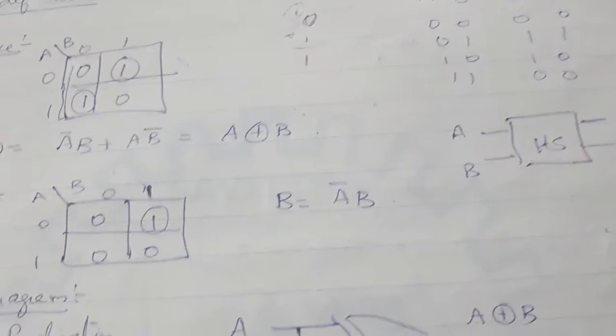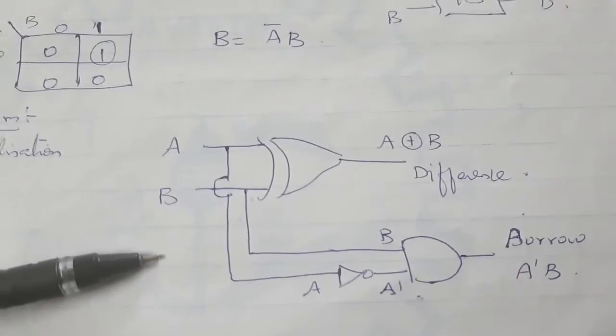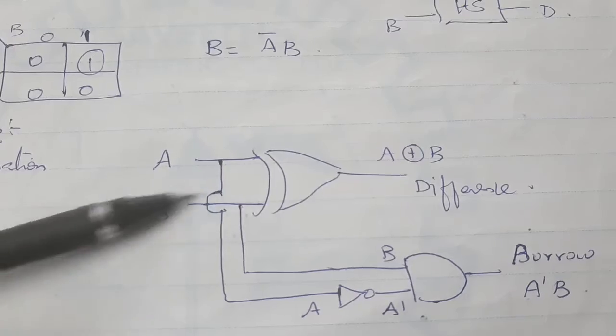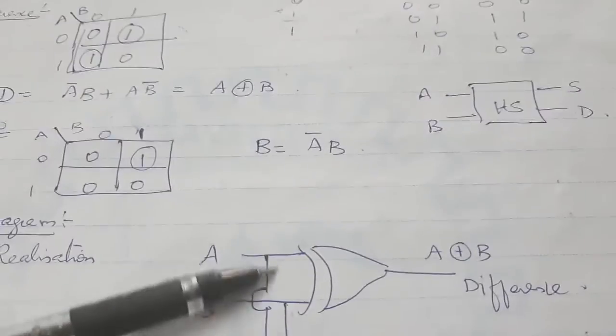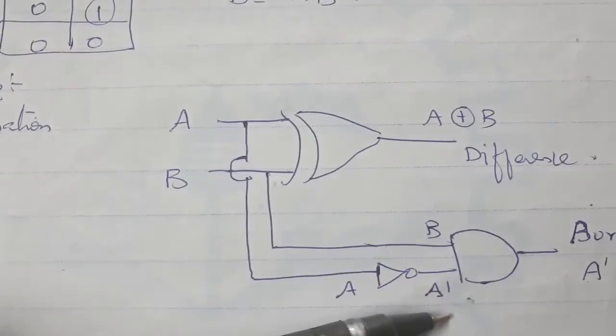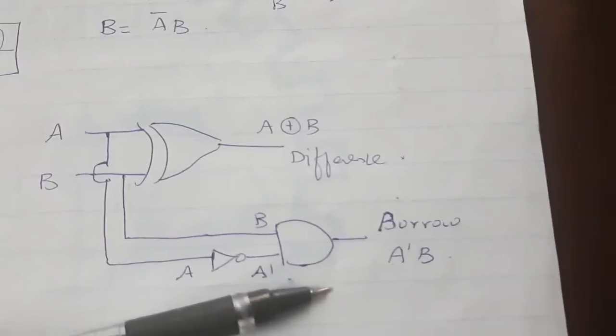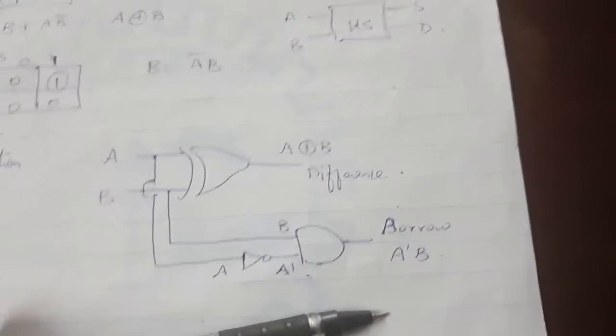So draw the circuit, the implementation using logical gates. A and B are both inputs to an exclusive OR gate. Similarly, for A, put a NOT gate first to get A bar, then multiply it with B using an AND gate. This is the borrow, so we have difference and borrow.